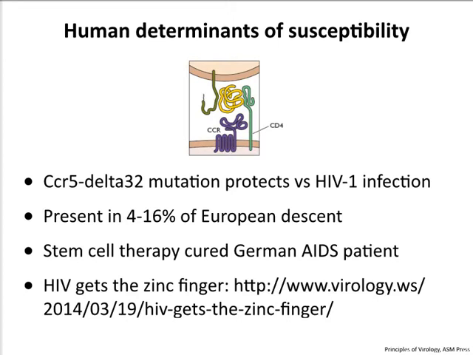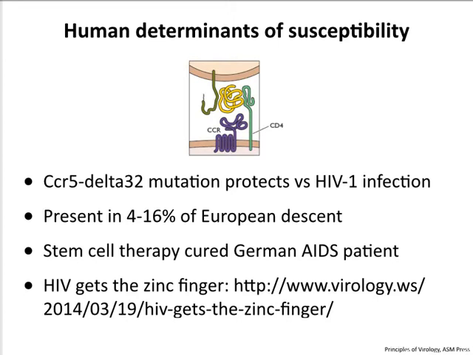This German patient, who was viremic before the procedure, is now virus-free because all of his lymphocytes where HIV DNA was integrated are gone. They were destroyed by irradiation, and they're replaced with the Delta 32 bone marrow cells, so he's resistant to infection. Now, this is not a cure for AIDS because bone marrow transplants cost hundreds of thousands of dollars, and there's a 30% mortality rate associated with them.